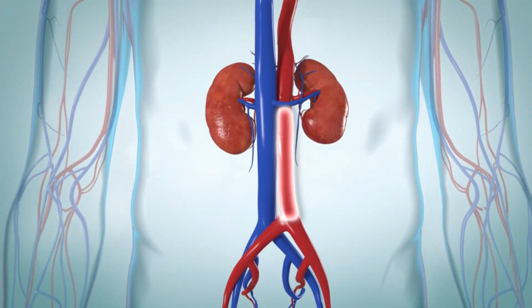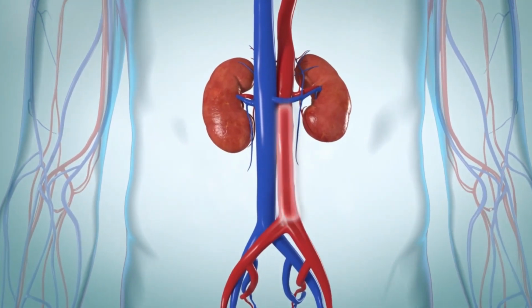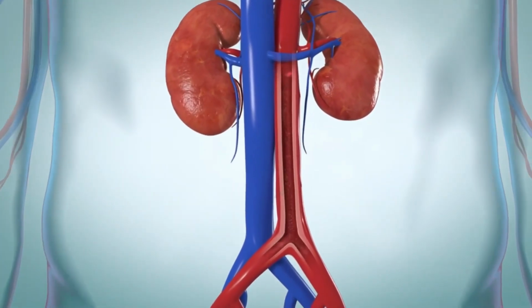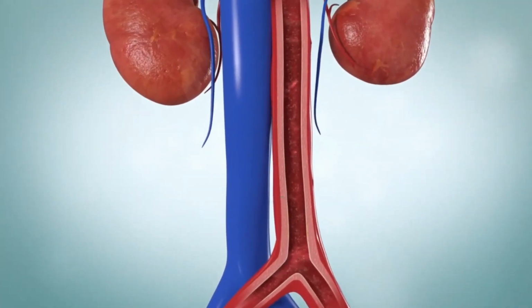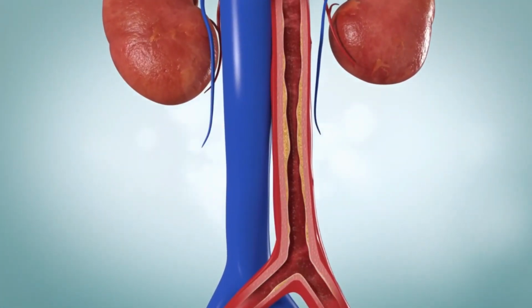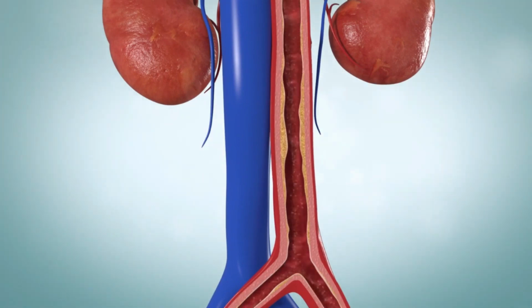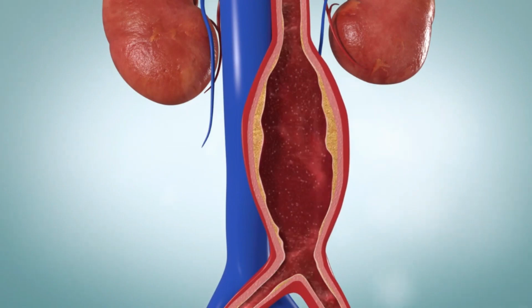Normally, the wall of the aorta is thick and elastic, but certain things can cause a weak spot to form in the aortic wall. When the aortic wall is weakened, the pressure of the blood flowing through the arteries causes an aneurysm.